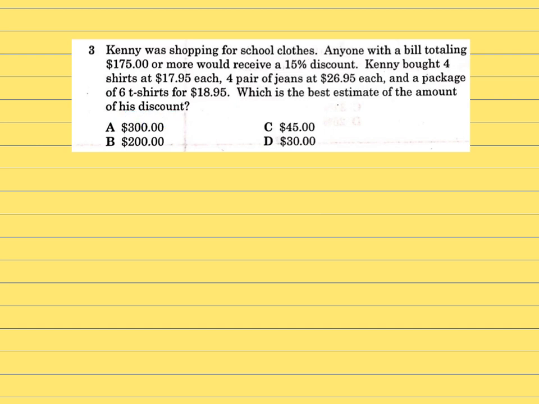We don't want to know the total amount spent. We want to know the discount. And the discount is going to end up being 15% is what it said. The first thing I need to know is everything he bought. So he bought 4 shirts at $17.95 each. So I can do my shirts. First I need to know if he has enough to actually get the discount.